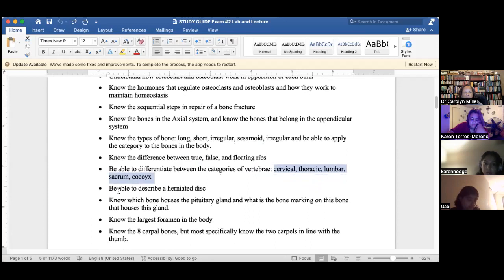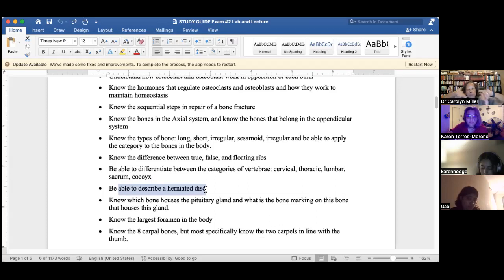Be able to describe a herniated disc. So a herniated disc, we have fibrocartilage between the vertebrae, because our vertebrae sit on top of each other, and fibrocartilage is a dense cartilage. So the fibrocartilage in the center where the compression occurs, where the vertebrae are sitting on top of each other, we call that the nucleus pulposus, that cartilage.